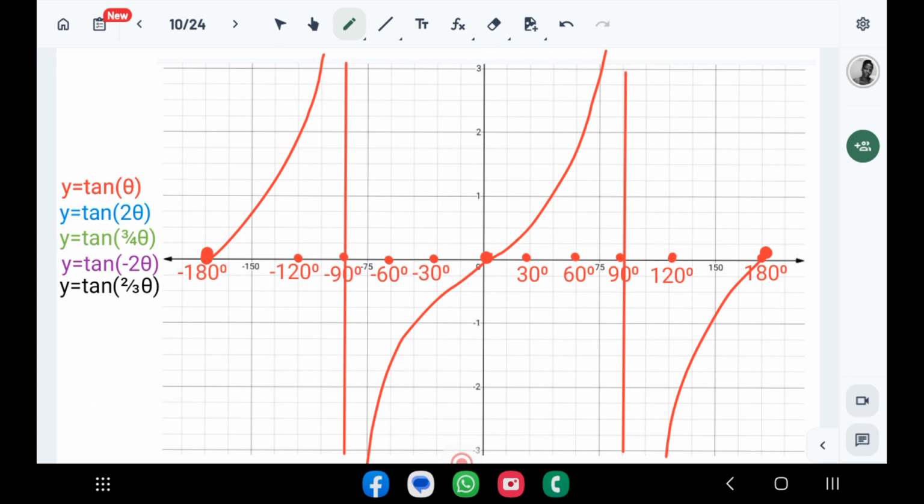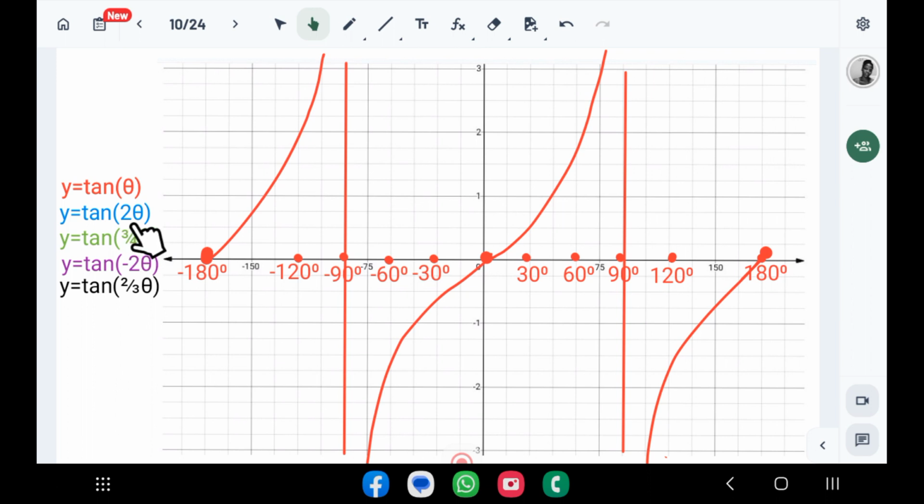So now let's draw the graph. Okay, let me fix this one. I might need to fix this one. Let me fix this one. All right. Okay, now we're done with the y equals tan theta graph. Now let's go to the blue graph.